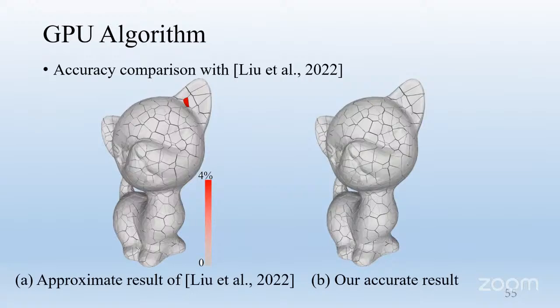Here shows the accuracy comparison with Liu's method. Our method generates accurate power diagrams, while the result of Liu's method is approximate. A part of the cells have larger volume than the real power cells.